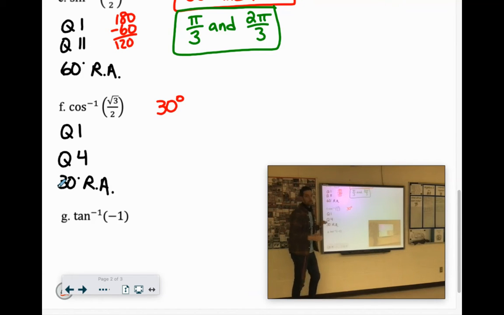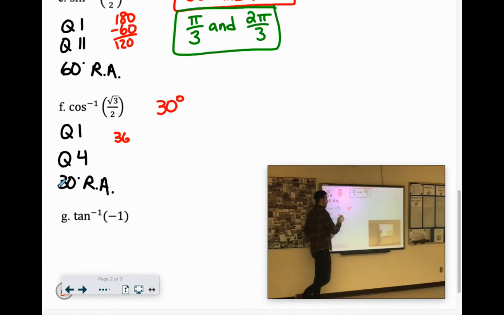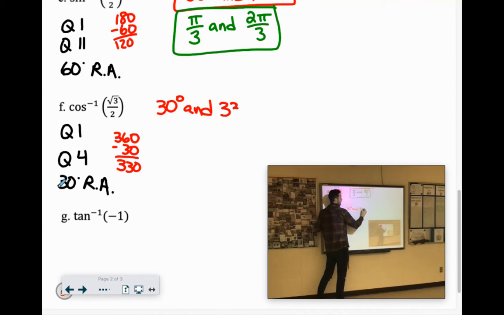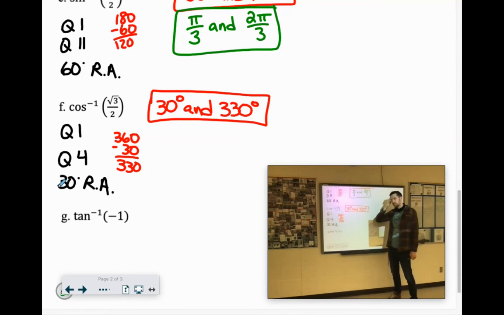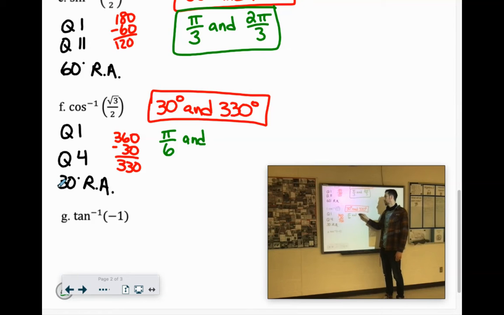Quadrant 4, if we have a 30-degree reference angle, we have to subtract that from 360, which gives us a 330-degree angle. We need to convert that into radians. Think of 30 over 180. That would be 1/6 of it. So 30 degrees would be pi over 6. Now, 330 is 30 times 11. So pi times 11 is 11 pi over 6.